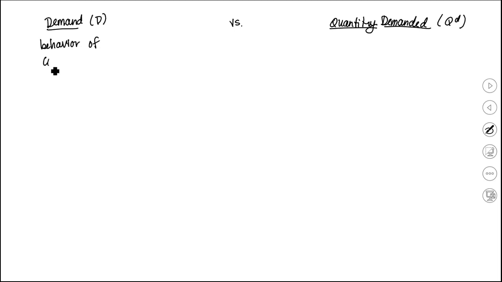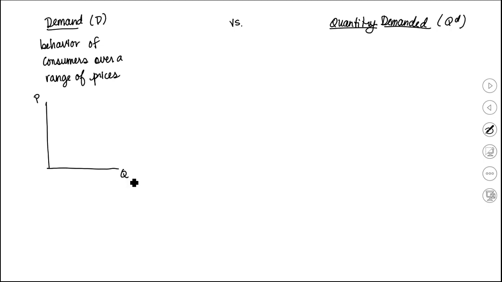So remember, guys, when we're talking about demand, we're talking about behavior of consumers over a range of prices. So this is what we talked about earlier, kind of this if-then idea. When we're drawing demand, we always put price on the vertical axis, and we always put quantity on the horizontal axis. And if we're talking about demand, we're talking about this whole relationship.